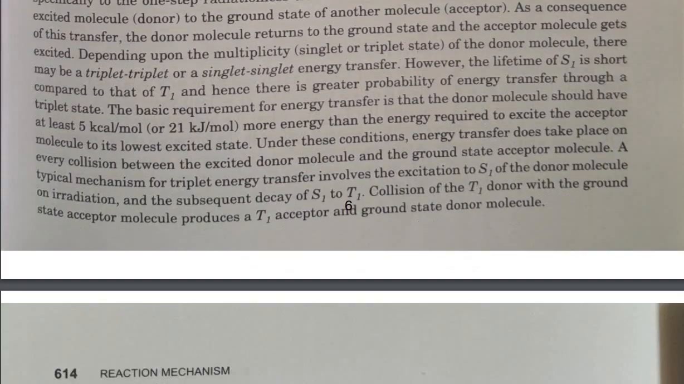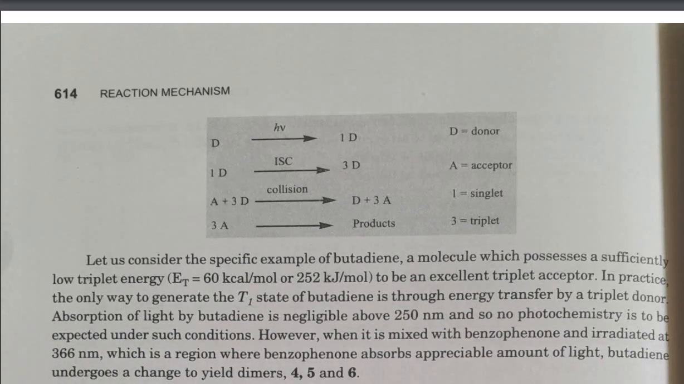Now energy transfer. This one is also very important. Here you can see D after getting h nu becomes singlet D. D is for donor. Now singlet D undergoes intersystem crossing forming triplet D, triplet donor. Now A plus triplet D, A for acceptor, undergo collisions and the donor transfers its energy to acceptor A.